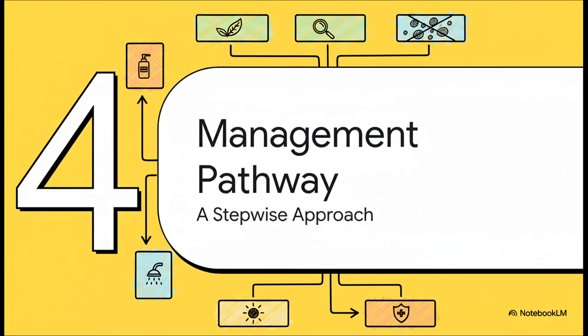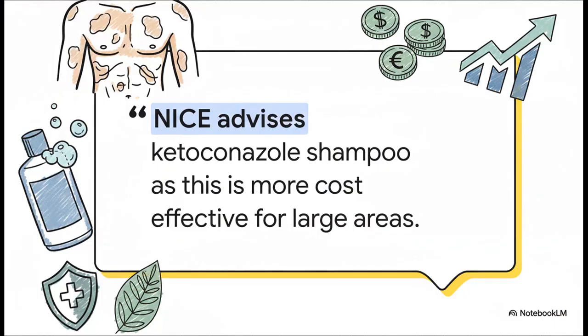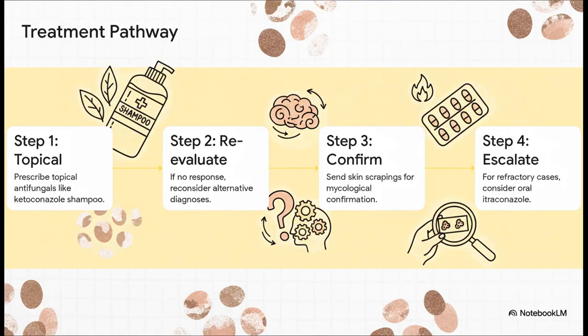Now for the practical part, the management pathway. Let's walk through a stepwise, evidence-based approach to treatment. When we're talking about a first-line approach, it's always good to look at the guidelines. The UK's National Institute for Health and Care Excellence, NICE, has a very practical recommendation here. They advise using ketoconazole shampoo, and the reason they give is really important for real-world practice. It's simply more cost-effective when you're treating large areas like the trunk. So let's lay out the treatment pathway step by step.